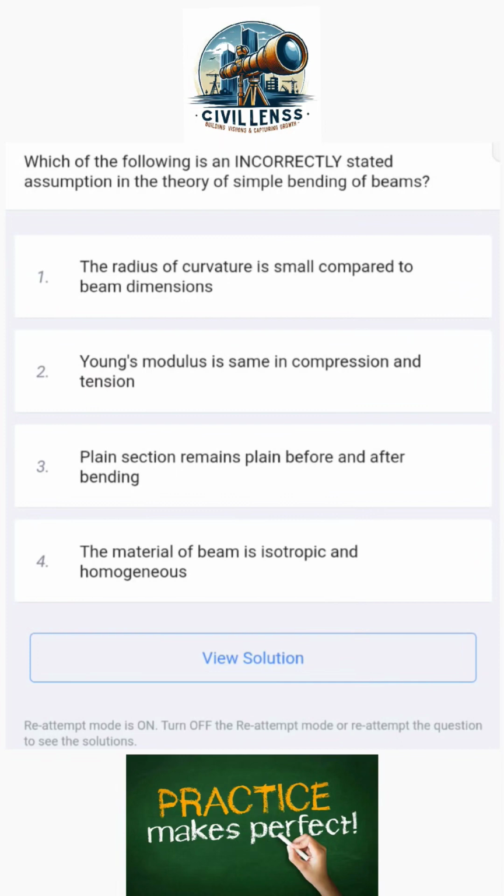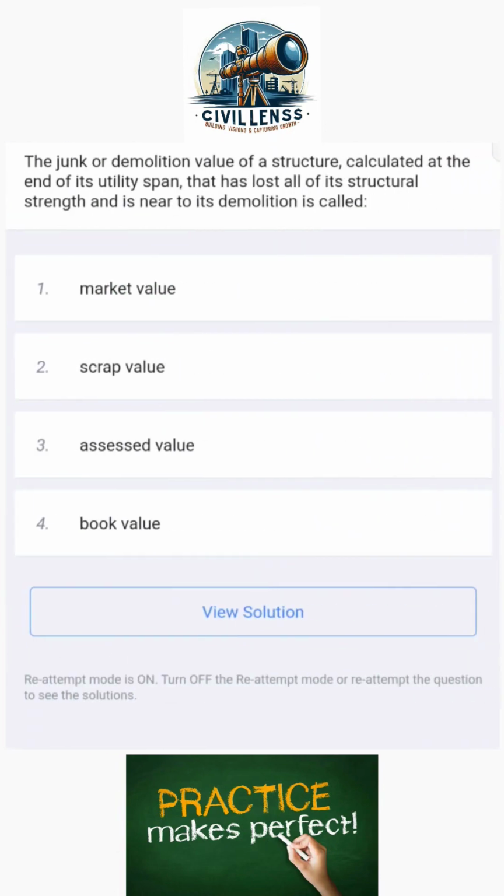Which of the following is an incorrectly stated assumption in the theory of simple bending of beams? The radius of curvature is small compared to the mean beam dimensions. Young's modulus is same in compression and tension. Plane section remains plane before and after bending. The material is homogeneous and isotropic. So from this, the radius of curvature is small compared to beam dimensions. It is the incorrectly stated.